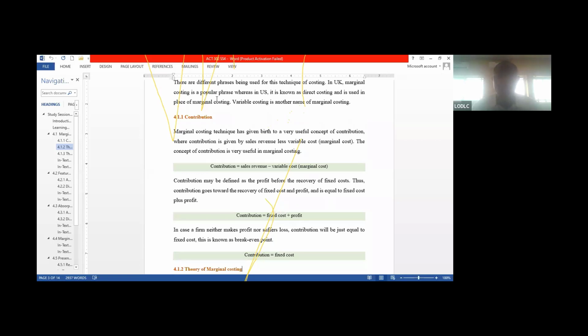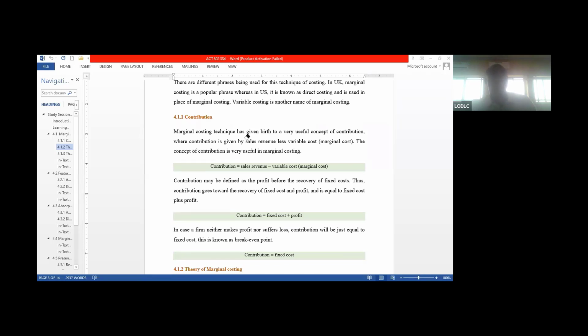So now, what we are saying here is that contribution is equal to fixed cost plus profit. Here you factor in your fixed cost, so you arrive at profit. That is, fixed cost is equal to contribution less profit. Or you can say profit is equal to contribution less fixed cost.